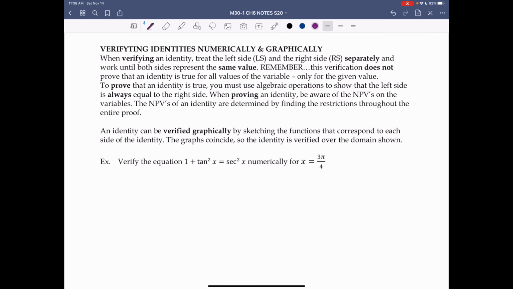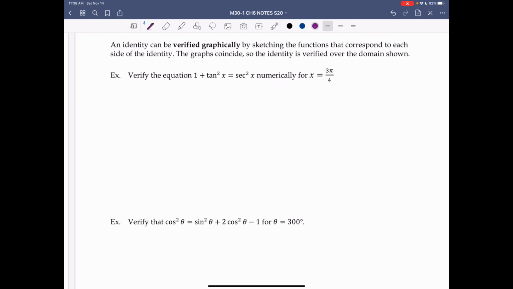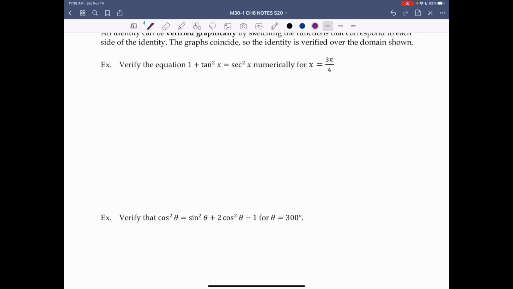Example, verify the equation 1 plus tan squared x equals secant squared x numerically for x equals 3 pi over 4. On the left side, we have 1 plus tan squared. The x value is 3 pi over 4. We need to determine the value of tan of 3 pi over 4. The fraction is 3 pi over 4.